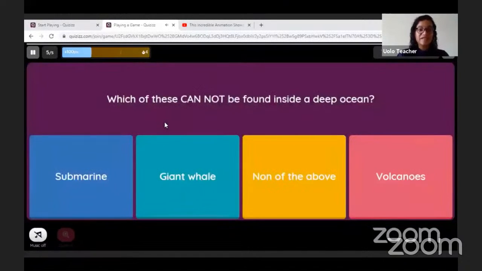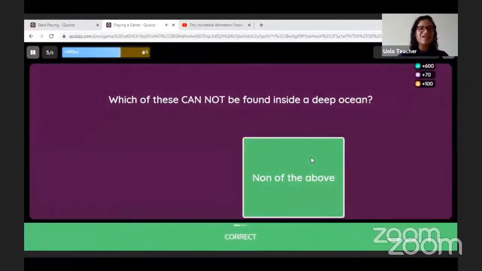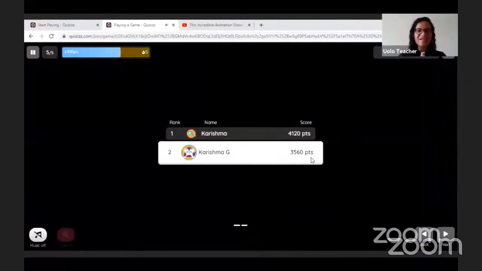Which of these cannot be found inside a deep ocean? Submarine can be found, right? But only up to a certain depth. Giant whale can be found. They hunt squids, right? Okay, none of the above. And volcanoes are also found. That's what saves the water from freezing, right? So the answer is none of the above. Did everyone get it right? Good job, everybody. I'm so proud of y'all. Okay, so we are done with our first quiz.